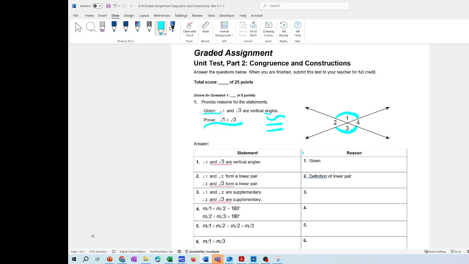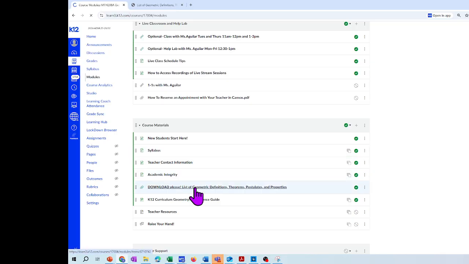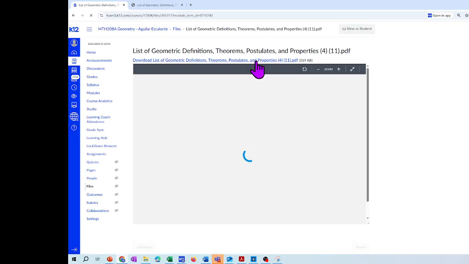So for this part, you're going to be using the list of definitions, postulates, and theorems I shared with you guys at the start of the semester. And like I explained, also use this list for Unit 2 TGA. So you're going to go to Modules, and then download the List of Geometric Definitions, Theorems, Postulates, and Properties. You're going to click on it, it's going to appear, and you're going to download the PDF. Okay, and then it's going to appear this part.